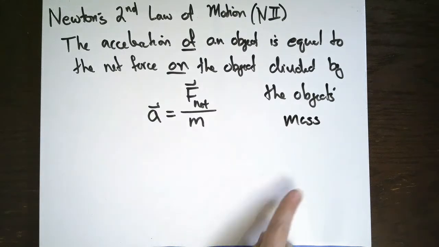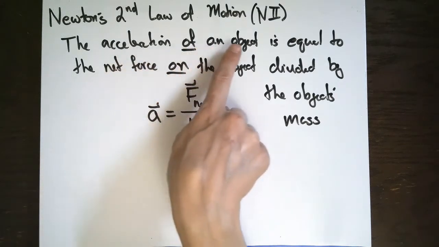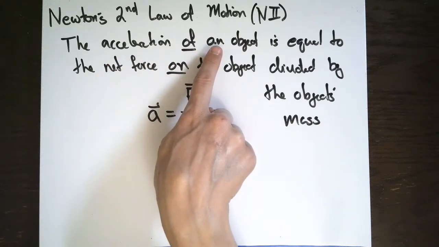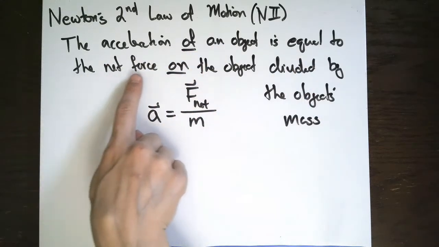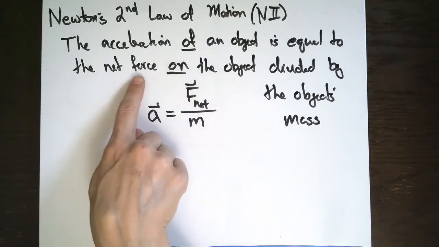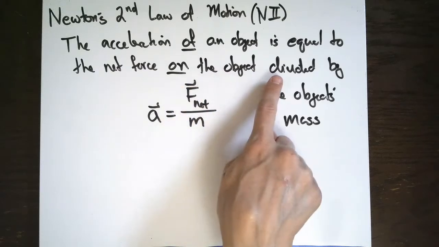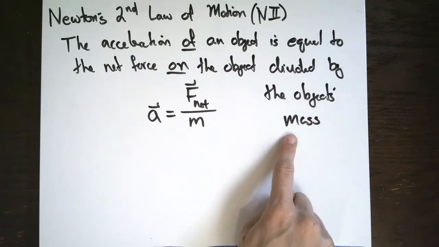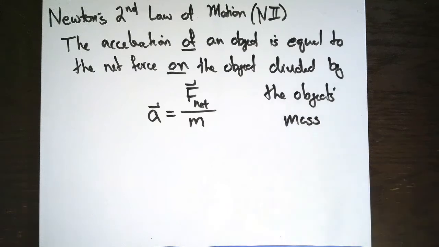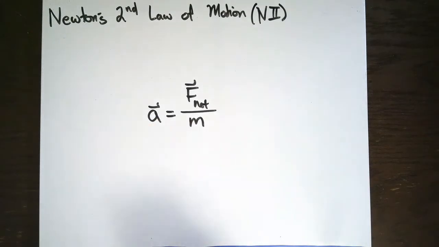So you'll notice that this is all happening on one single object. You're looking at how the object's motion is changing, its acceleration, and we're looking at the net forces on the object. So these are forces coming from outside. They're external forces, not forces originating on the object. And it's divided by the object's mass, a property it has. So let's dive a little bit deeper into this equation.